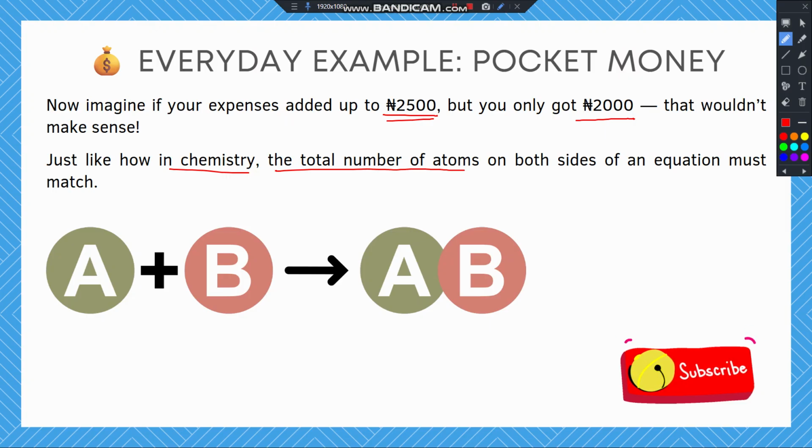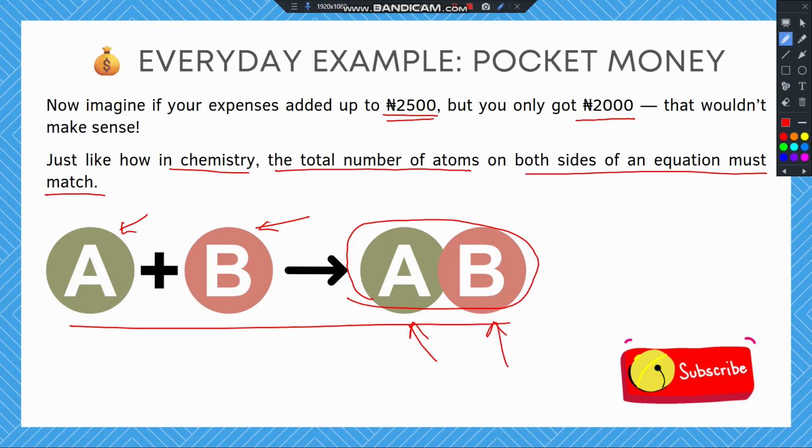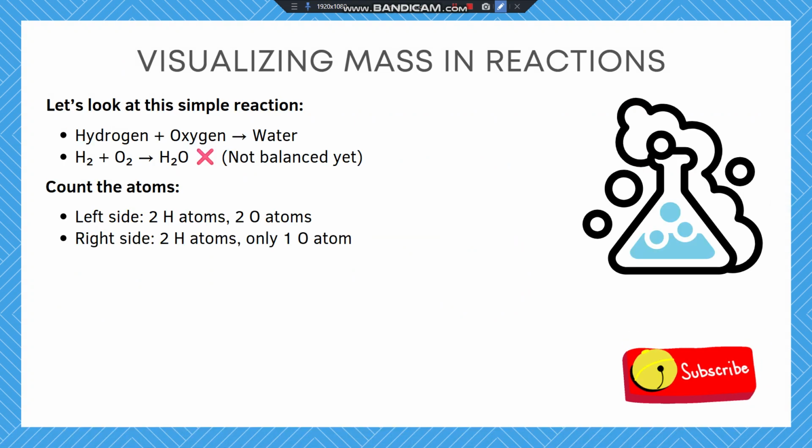The total number of atoms on both sides of an equation must be the same and equal. Now here is what we mean. This is a chemical reaction on the screen right now. We have two elements, A and B, starting the chemical reaction. At the end of the reaction, you can see that we have the same elements, A and B, ending the chemical reaction, which tells us that what we started with is the same as what we ended with. That is what the law of the conservation of mass is all about.